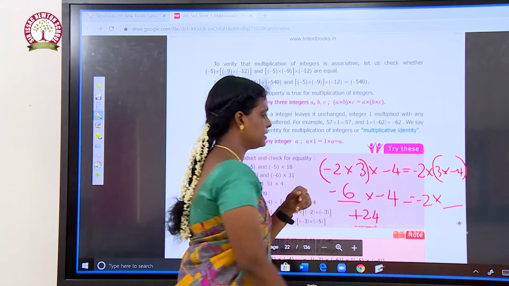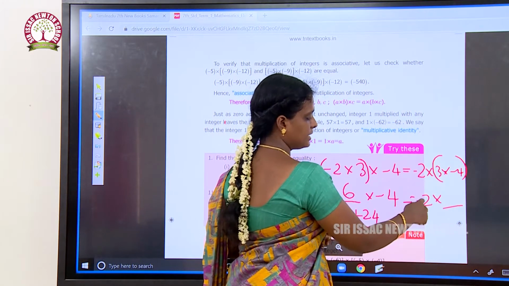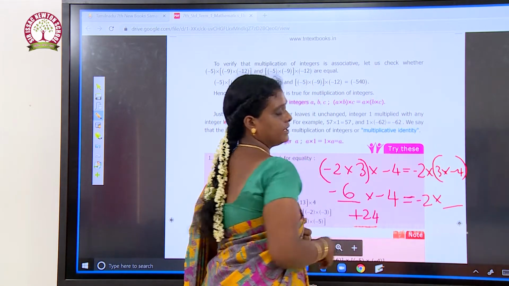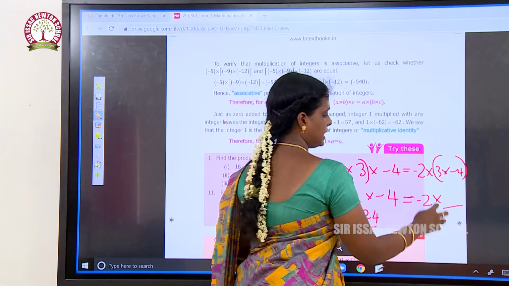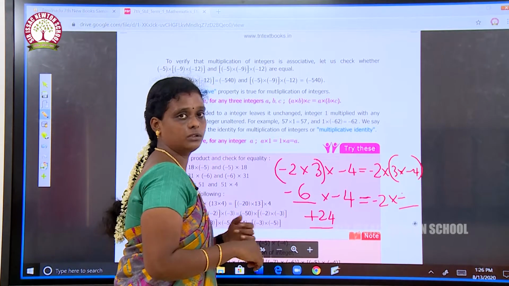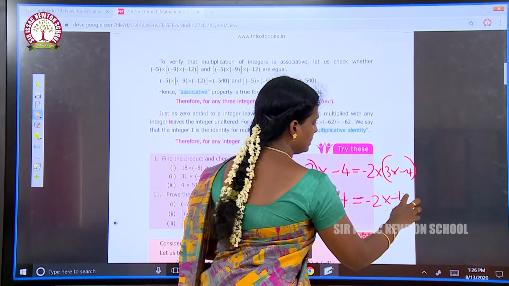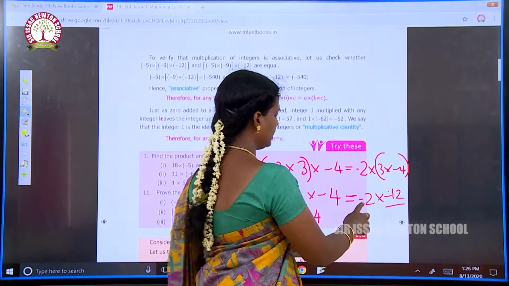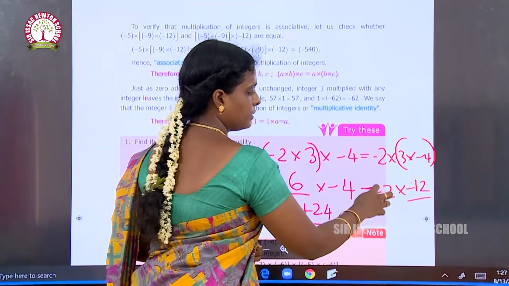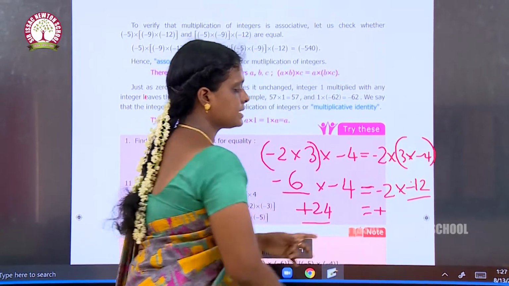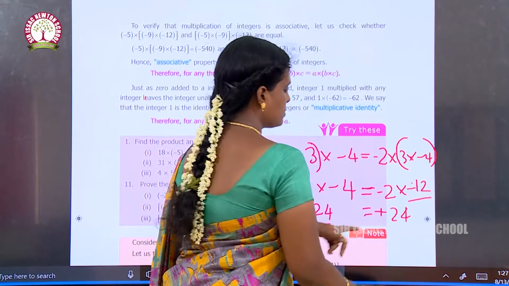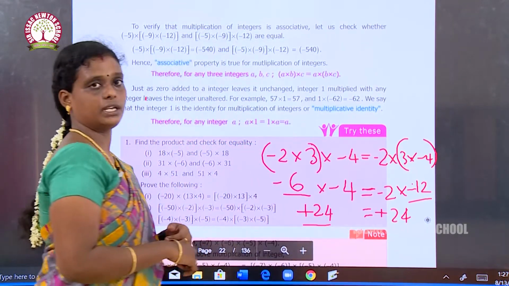So the answer for this one is plus 24. And what about this property? See, minus 2 into what is 3 into minus 4? Minus into plus will become minus, and 3 into 4, 3 4s are 12. So here minus 2 into minus 12. Minus into minus will become plus, and 2 into 12 is 24. So the answer is plus 24.